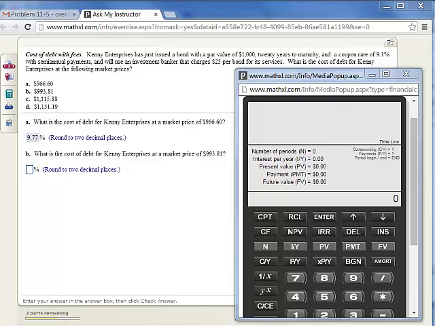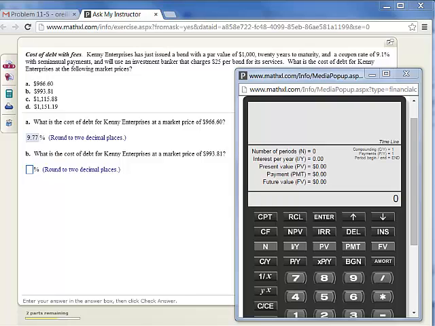This quick video is to illustrate the homework problem similar to 11-5 in the text. Kenny Enterprises has just issued a bond with a par value of $1,000, 20 years to maturity, and a coupon rate of 9.1% with semi-annual payments. Kenny Enterprises is paying the investment banker $25 per bond for its services. Question: what is the cost of debt for Kenny Enterprises at the following market prices?